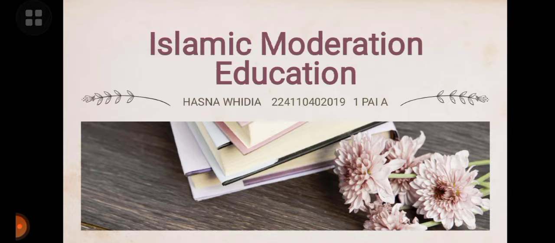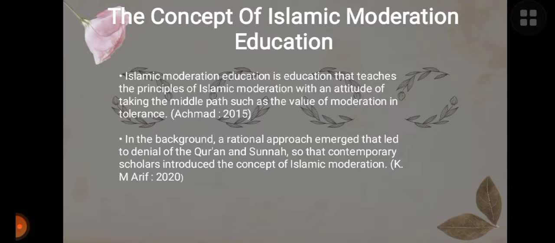For an explanation of the first material, namely Islamic moderation education: Islamic moderation education is education that teaches the principles of Islamic moderation with an attitude of taking the middle path, such as the value of moderation in tolerance.